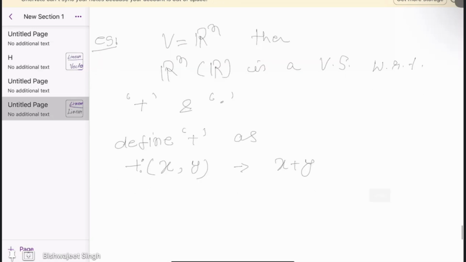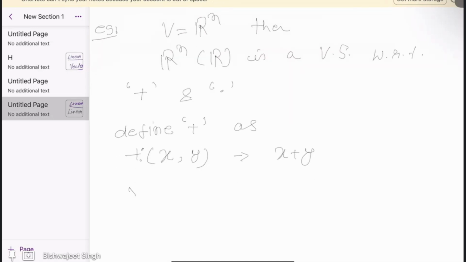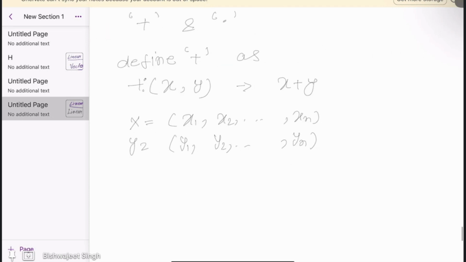So in terms of Rn, what does it mean? In terms of Rn, x is what? An n-tuple, x1, x2 up to xn. y is some y1, y2 up to yn, right? So what is x plus y? It is nothing but just the component-wise addition.